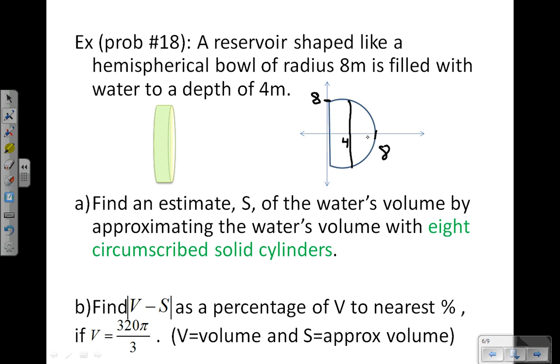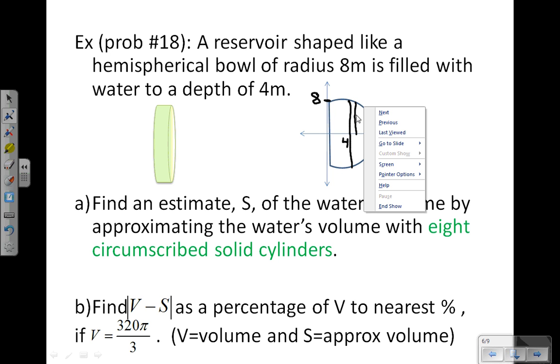So part A asks you to estimate S, which is the water's volume, by approximating the water's volume with 8 circumscribed solid cylinders. Okay, in the previous examples we were drawing in rectangles and estimating area with rectangles. Now we're moving up a dimension and talking about volume. So we can't use a rectangle to estimate volume. So instead we're going to draw in these same little partitions, and I won't be able to draw 8, but I'll just draw, sorry, make that go away here.